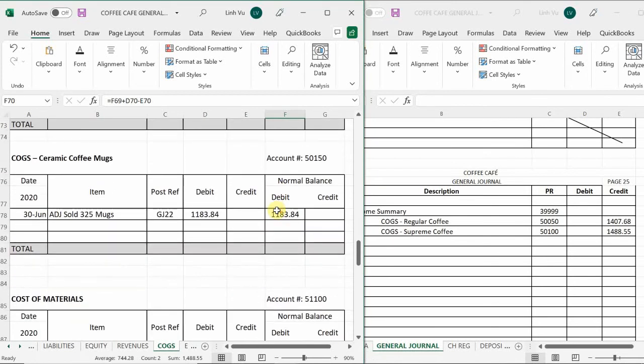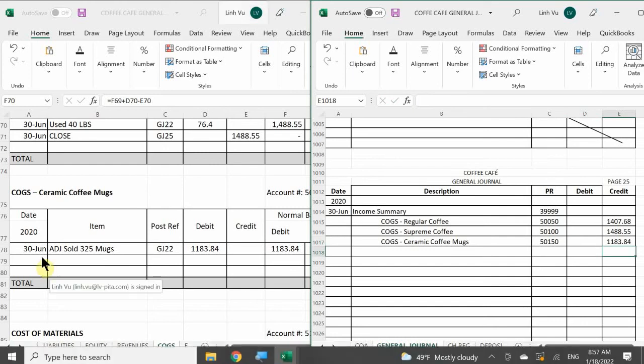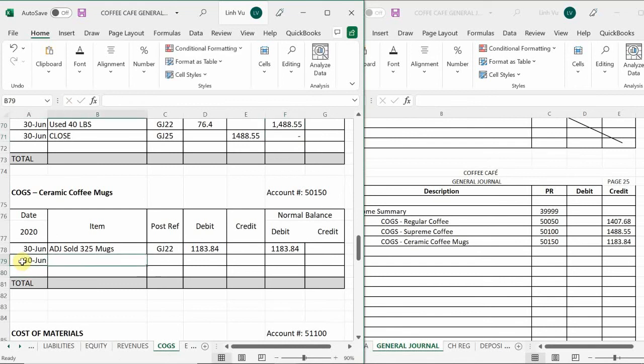Okay. Next account we have is the cost of goods sold for the ceramic coffee mugs, for the total amount of $1183.84, bringing your account down to 0 at 1183.84.